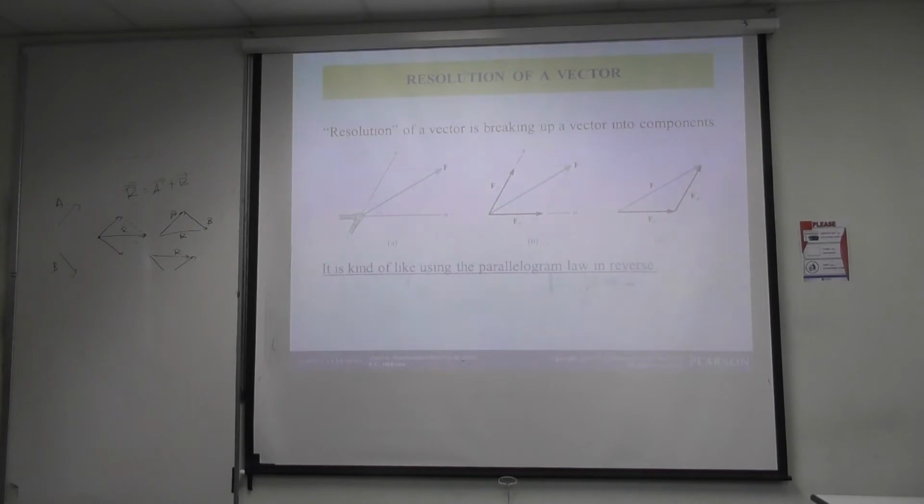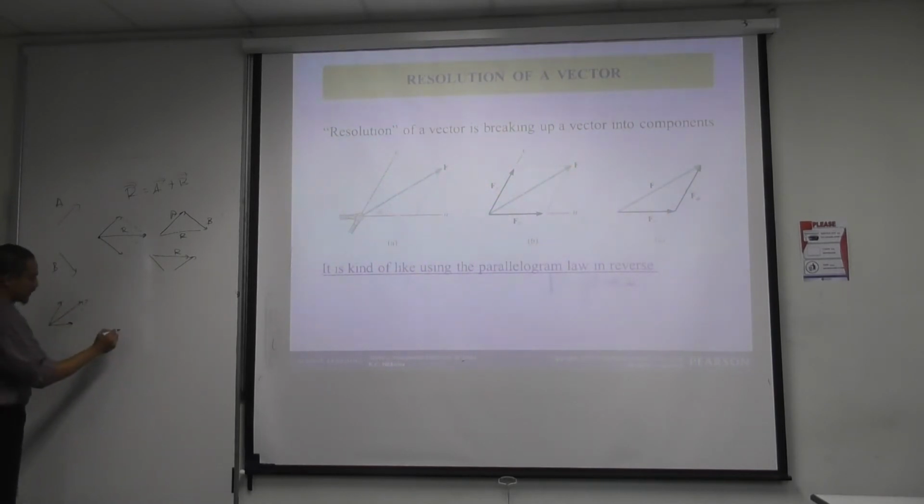In this case, for this particular drawing, if you go from the right, we have two vectors. If you have A here and B here, how do you get the resultant of adding these two? You do the parallelogram.